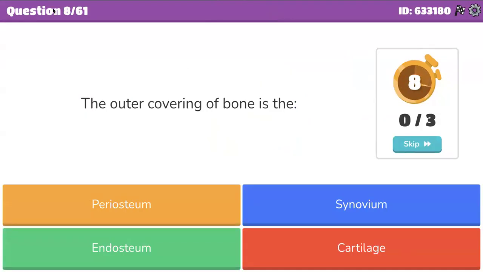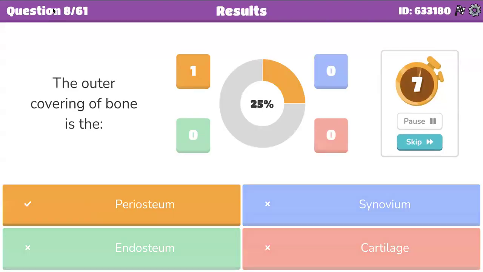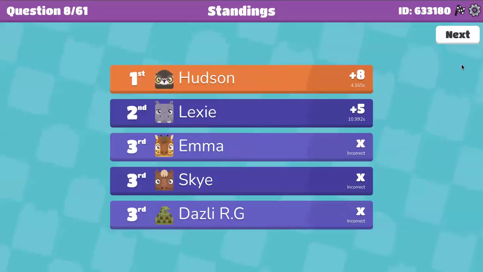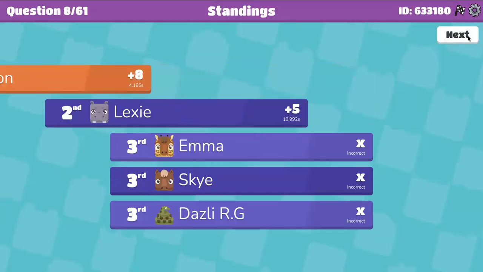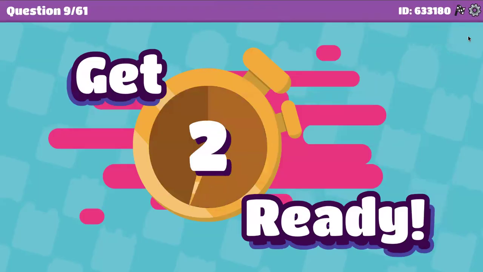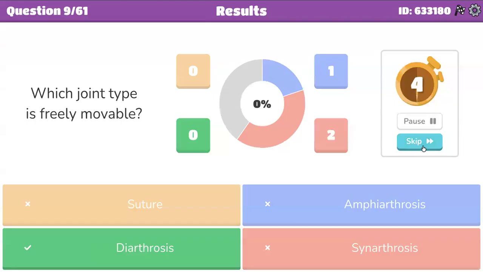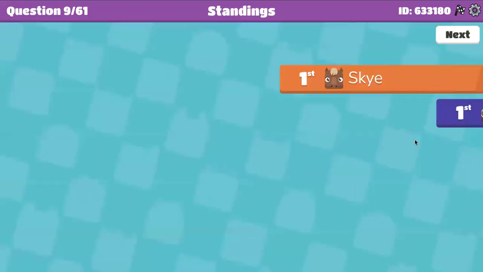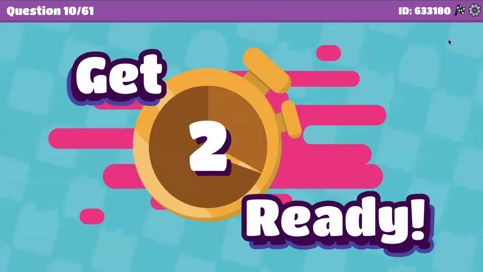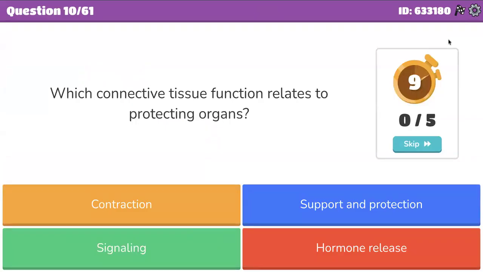The outer covering of bone is the periosteum, synovium, cartilage, or endosteum. Periosteum. Which joint type is freely movable? Diarthrosis. Which connective tissue function relates to protecting organs?